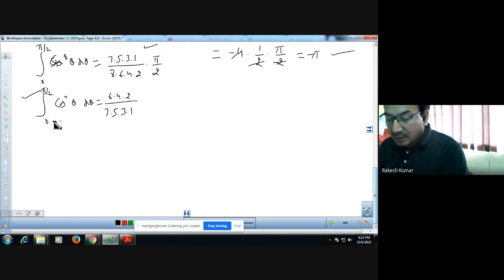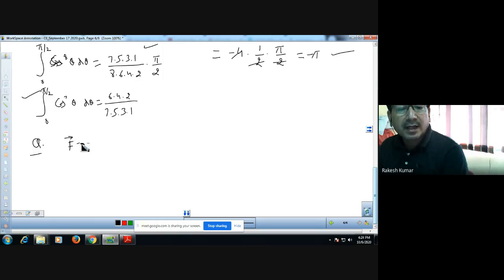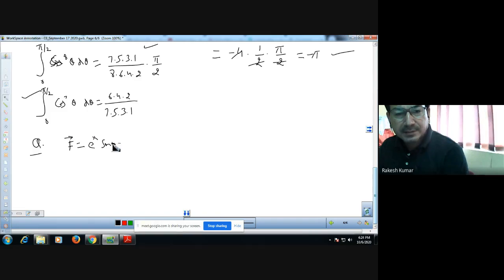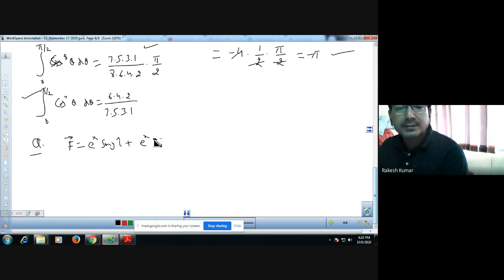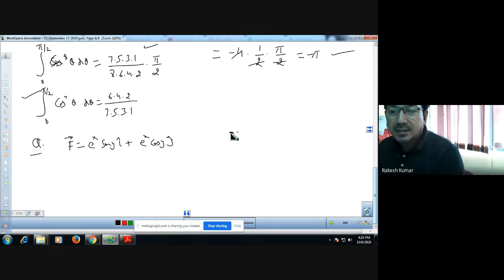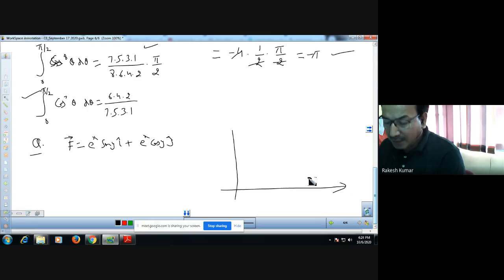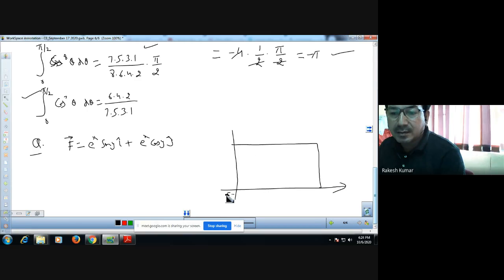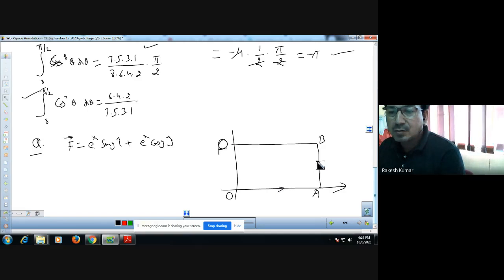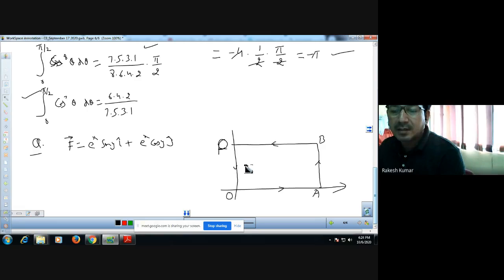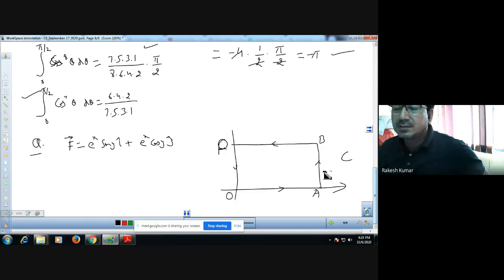Now, let us come to another question. This question is also very important. Find the circulation of a vector F, that is e to the power x sine y i cap plus e to the power x cos y j cap, and C is the curve. The curve C is a rectangle we have, so you plot the rectangle. The rectangle is O, A, B, and P. You always move in the anti-clockwise direction. So C is the curve O, A, B, and P.